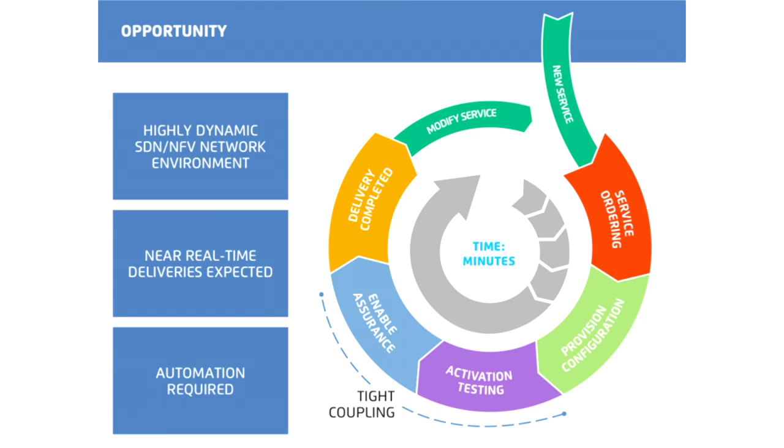So the opportunity here is to decrease times down to minutes, both when it comes to new deliveries as well as for changes, updates and modifications of existing services that have already been delivered. And the key here, again, is to tightly couple fulfillment and assurance using direct measurement methods from a customer's perspective and drive this whole thing from an orchestrator. And you will now learn how to get there. So, Stefan, please take it away from here.